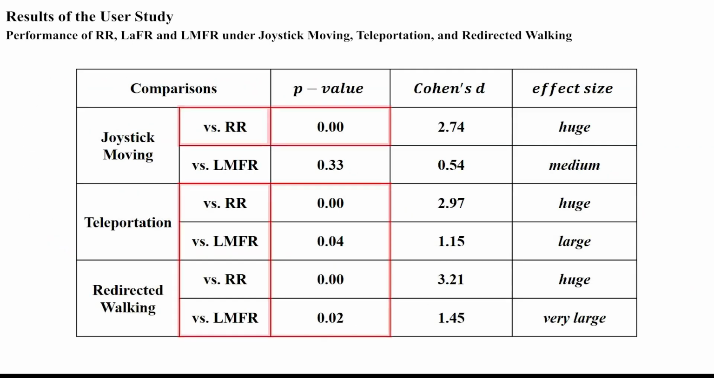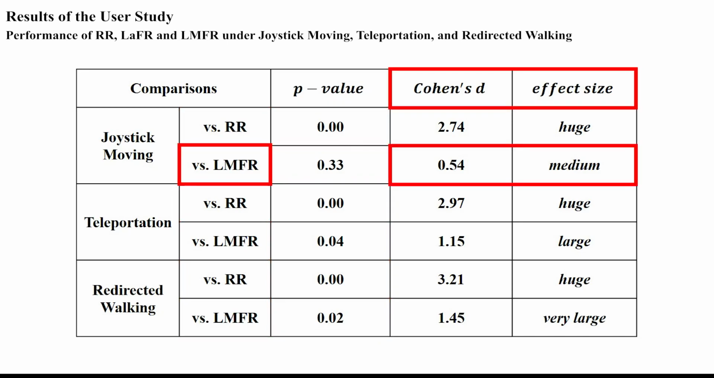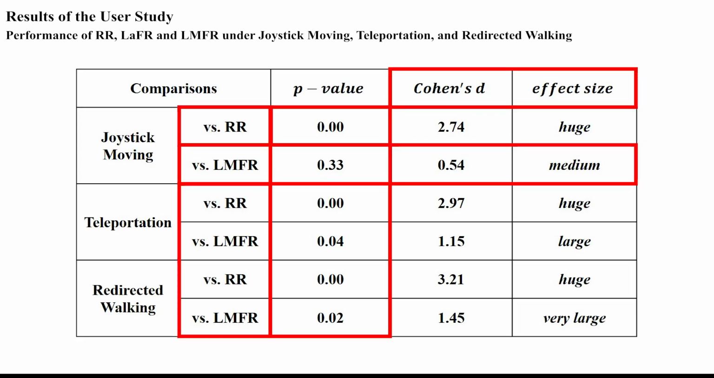Except for the comparison with LMFR under joystick moving, p-value of LAFR is less than 0.05 for all other comparisons. For the comparison with LMFR under joystick moving, the value of Cohen's d is 0.54 and its effect size is medium. The results show that LAFR achieves significant performance accelerations compared with RR and LMFR under all locomotion methods for all test scenes.